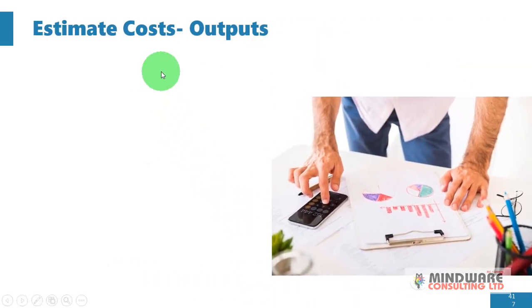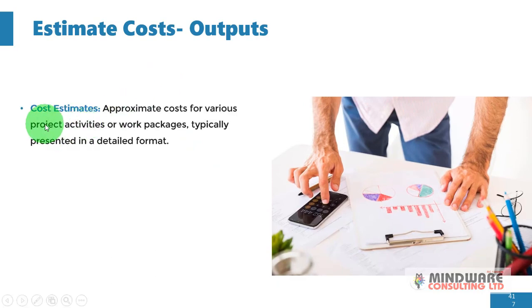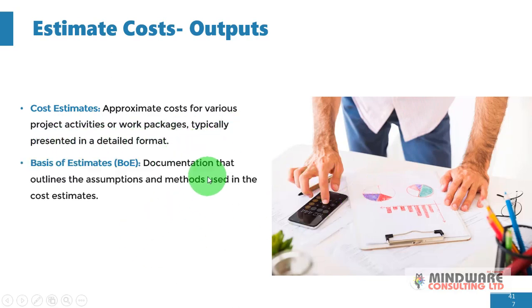So what is the output of this process? Firstly, the cost estimates. Right, so this is a document that actually contains approximate costs for various project activities or work packages, typically presented in a detailed format. Okay. Basis of estimates, BOE, a documentation that outlines the assumptions and methods used in the cost estimate.